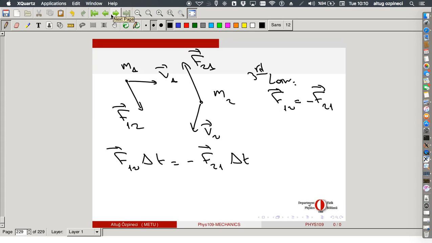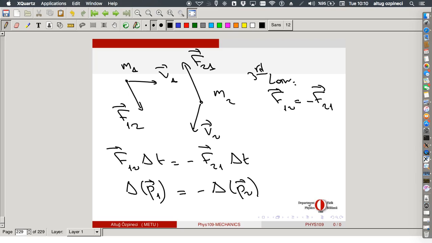Now, this is the force acting on mass 1. Let's assume that for the time being at least there are no other forces acting on my masses. Only they exert forces on each other. So I have the force acting on mass 1, I'm multiplying with delta t, but that is nothing but the change in the momentum of the first mass. This is the force acting on mass 2. There are no other forces acting on that one. So the force acting on mass 2 multiplied by some time duration is nothing but the change in the momentum of the second mass.